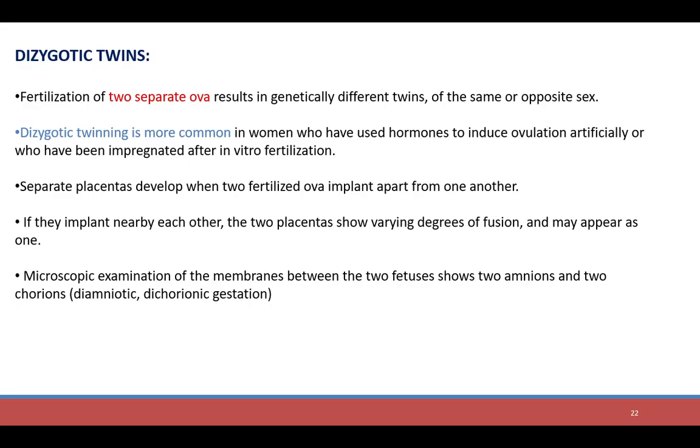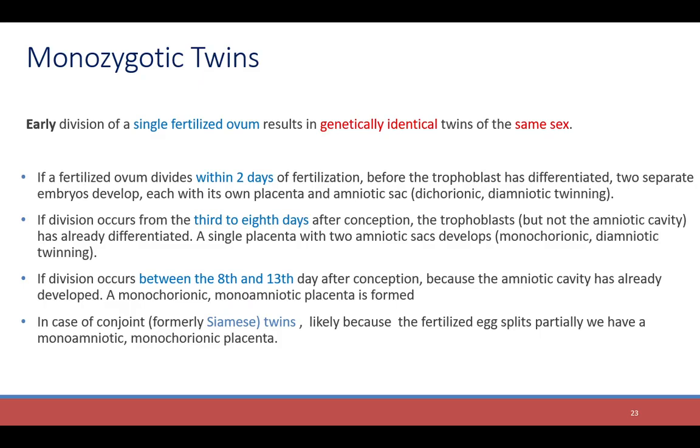So microscopic examination, we need to find out if we have two chorions, two amnions, and it's actually by histopathology examination we can confirm the presence of the two chorions, two amnions, and so on.